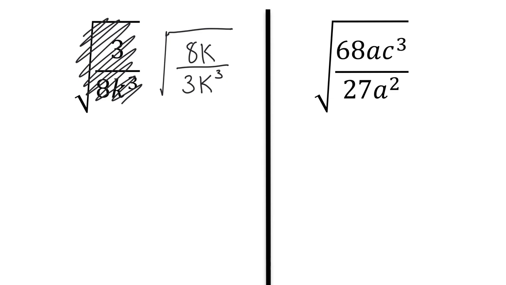Now, every time you guys have fractions, I want you guys to look if you can simplify the fraction inside of the radical first. Meaning that if you can reduce the numbers, 8 over 3 you cannot reduce, but if you can, go ahead and do that. And also, reduce the variables that you guys have.